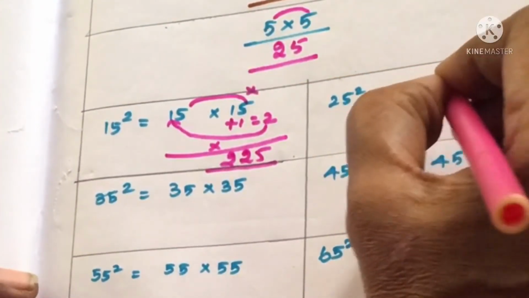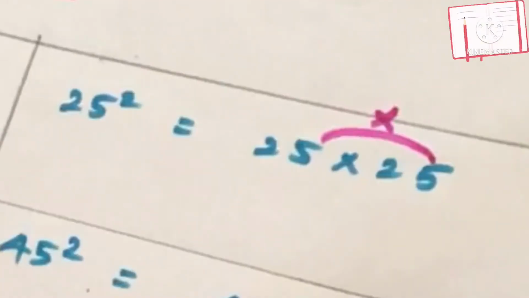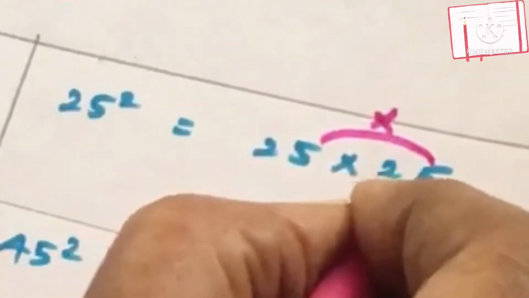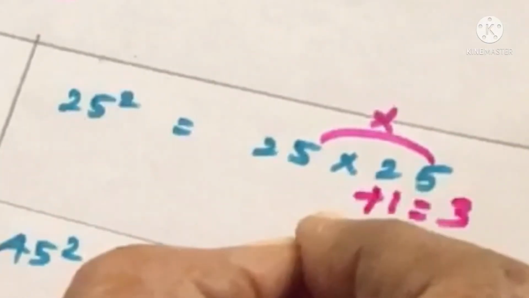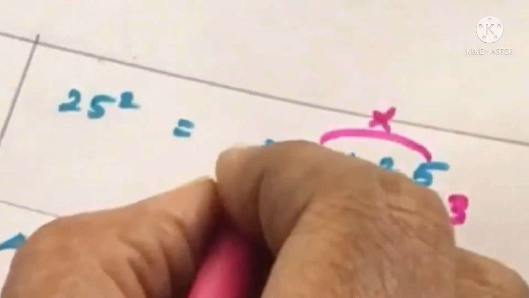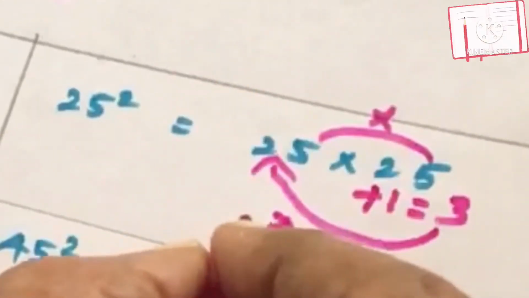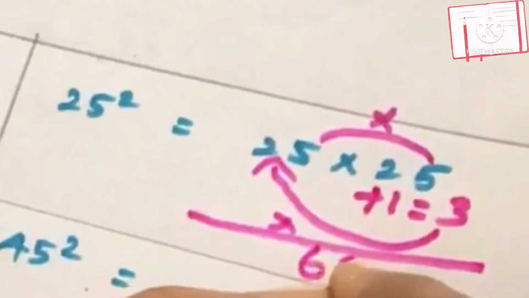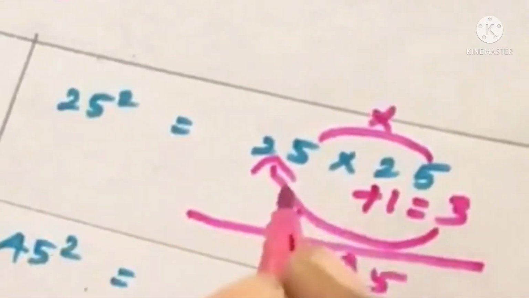Here the same procedure is followed like the previous one. Now the ones digit both on your right and left is going to be multiplied, which will give you 25. The tens digit on your right hand side, that is 2, is going to be added with 1, which will give you 3, and that 3 will be multiplied with the tens digit, that is 2 on your left hand side, which will give you 6. So the answer is 625.